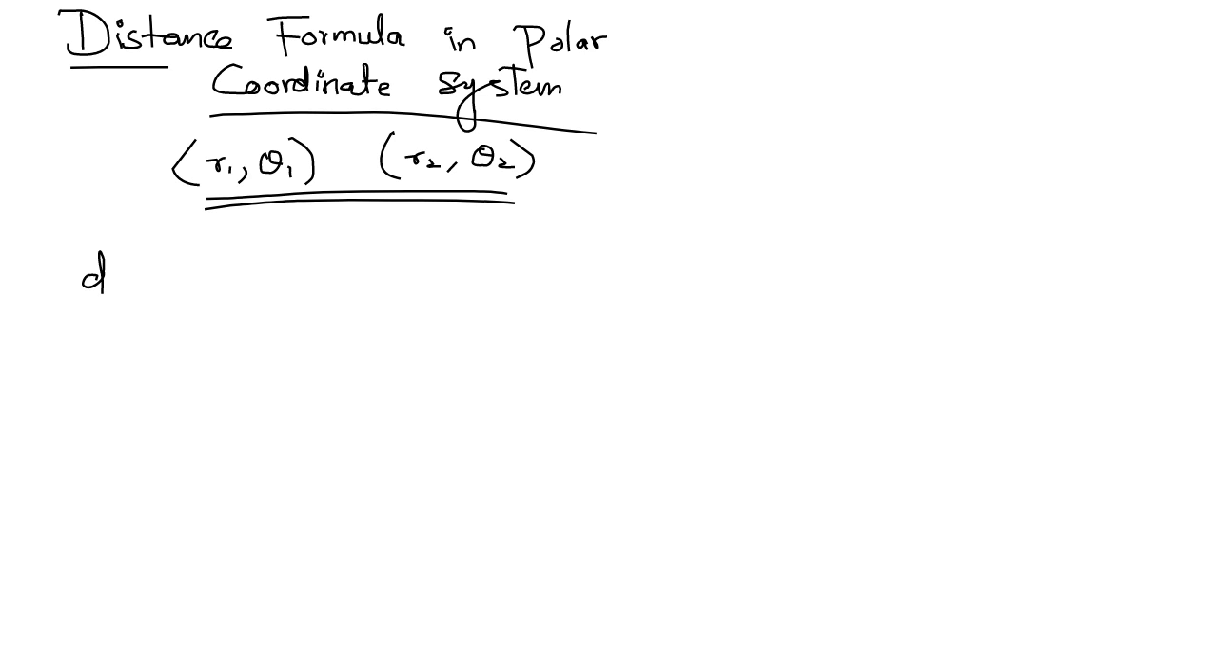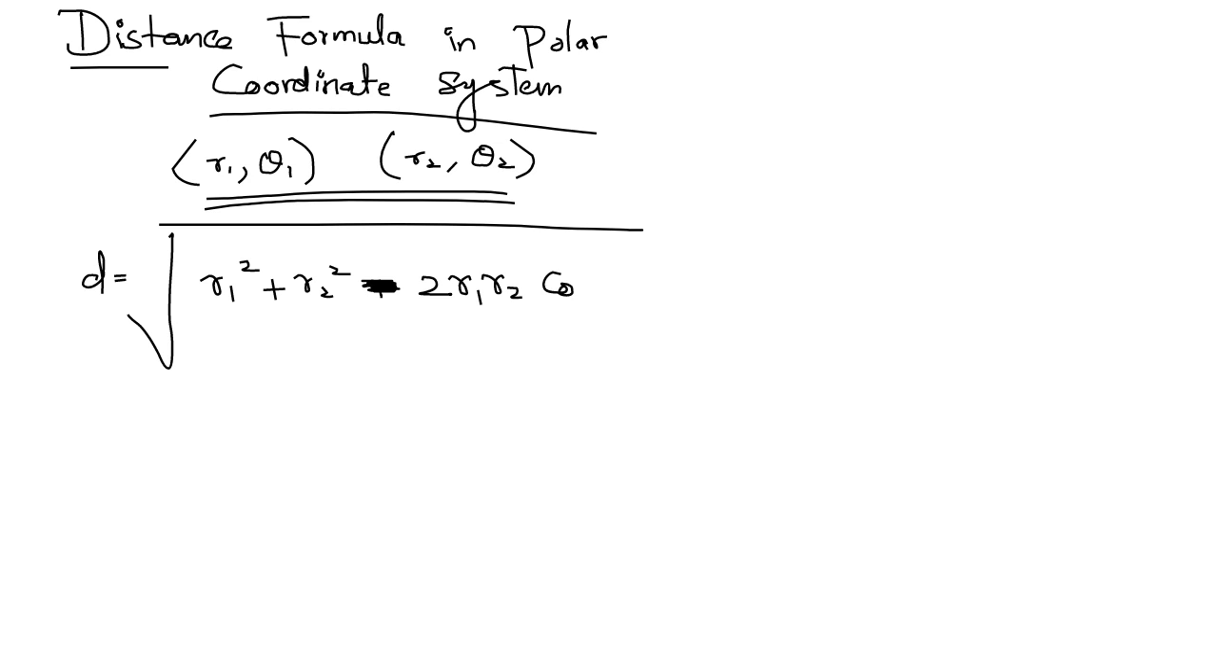So there is a formula, that is called d, the distance: square root of r1 square plus r2 square minus 2 r1 r2 cosine of theta 1 minus theta 2. Okay, so from this formula you can easily find the distance between any two polar coordinates. This formula is for the polar coordinates. For the rectangular coordinates, you remember x1 square, x2 square, y1 square, y2 square. That is not included. For the polar coordinates, you have to use this one.